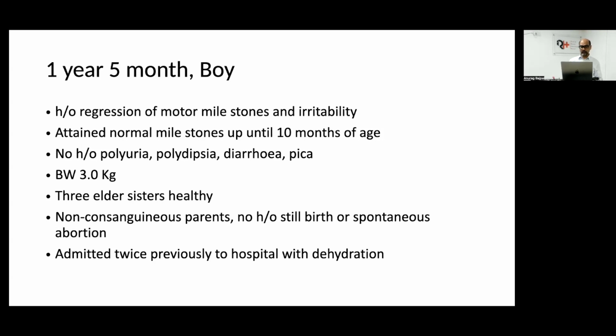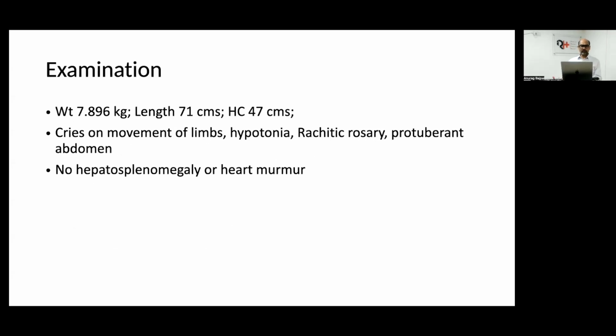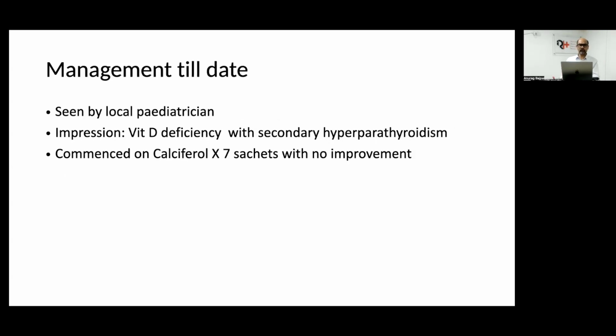He was admitted twice to the hospital previously with dehydration. Apart from that, he has no hospitalizations. On examination at that time, his weight was only 7.89 kg and his length was 71 centimeters. His head circumference is 47 centimeters. He's grossly retarded at that stage. He cries while moving his limbs. He has severe hypotonia, a rachitic rosary and protuberant abdomen, and he has no hepatosplenomegaly or heart murmurs.